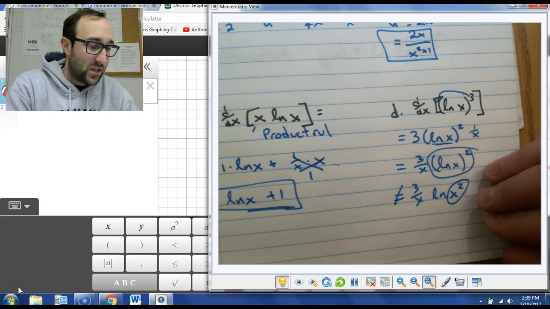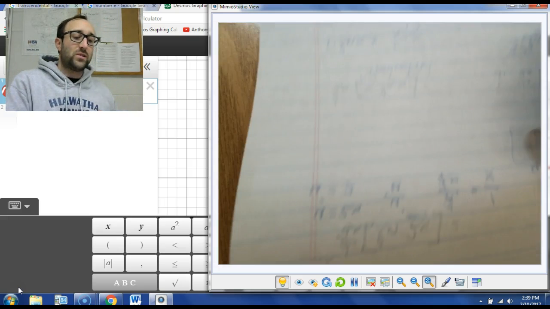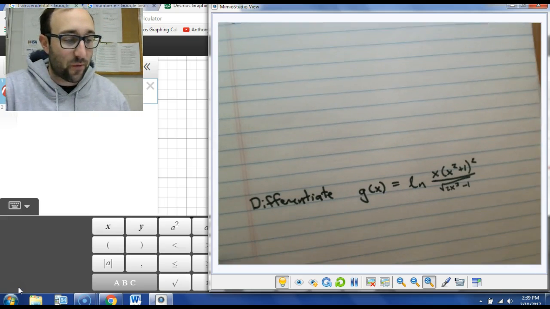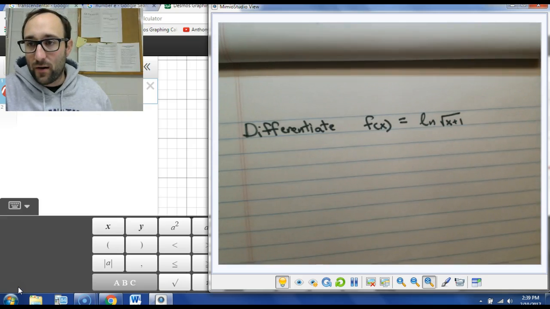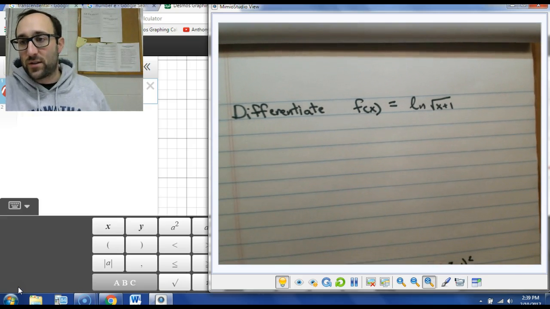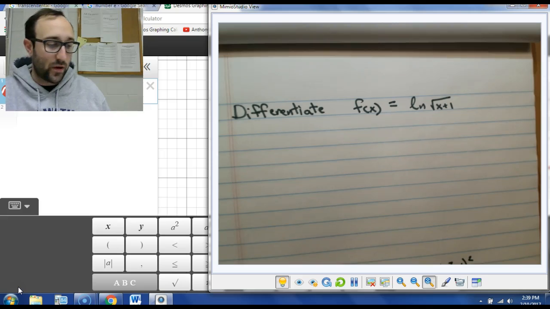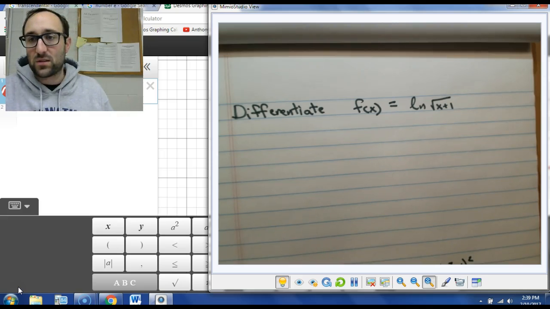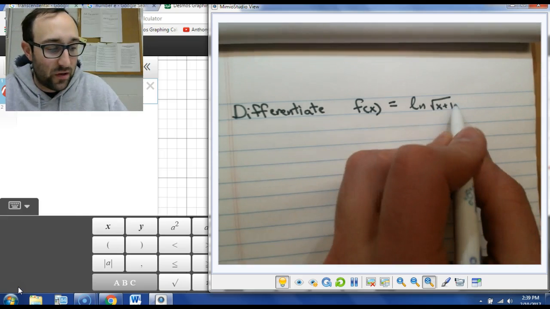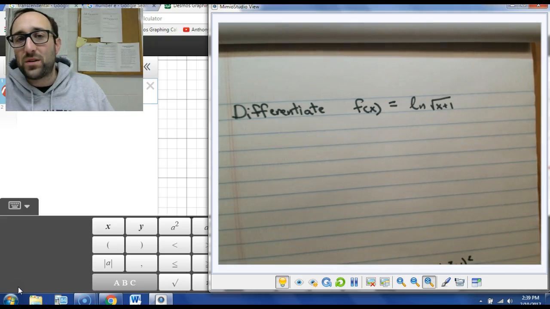There are some example problems on how to do those. Let's do a couple more examples here. Let's differentiate the function of the natural log of the square root of x plus 1. Okay, the first thing I'm going to do to make this a little bit easier, you could say let u equal the square root of x plus 1, but don't do that.